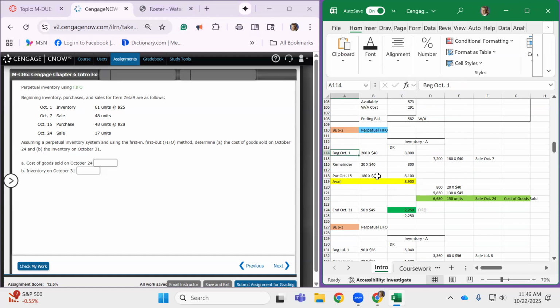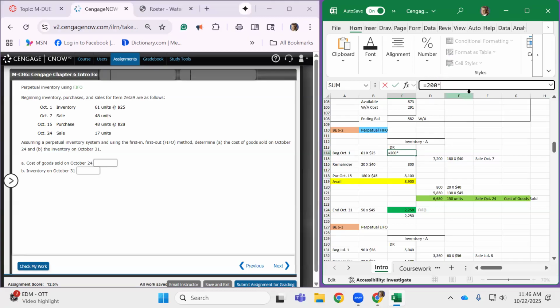Beginning October 1, we had 61 units at a $25 cost. So let me get this put in here because they change their math pretty much each time. So 61 times 25 is what we want for the beginning inventory. 61 items times a $25 cost. Looks like we had $1,525.